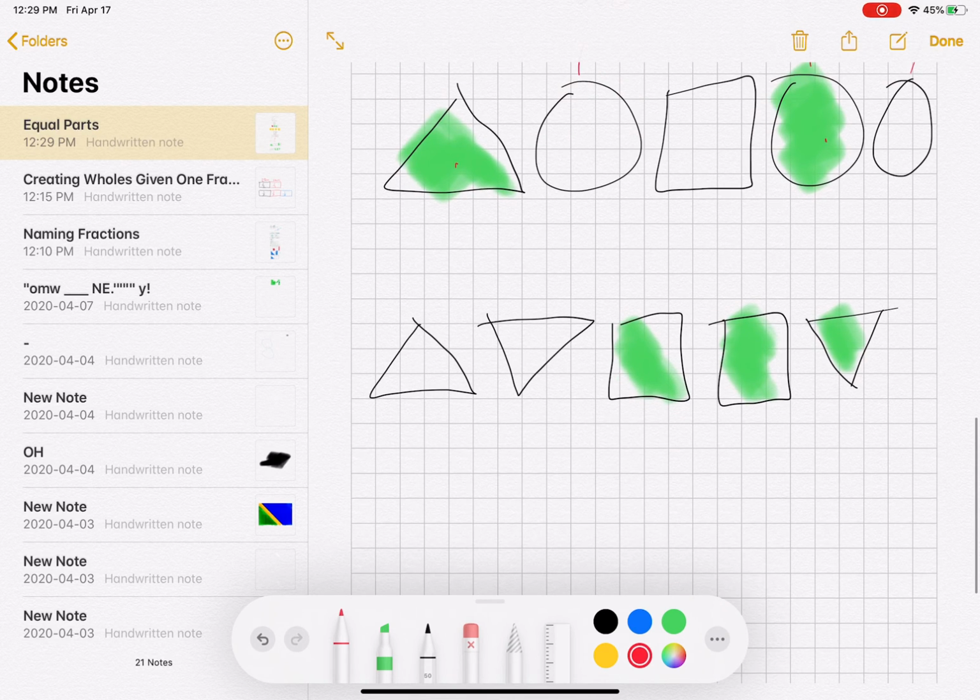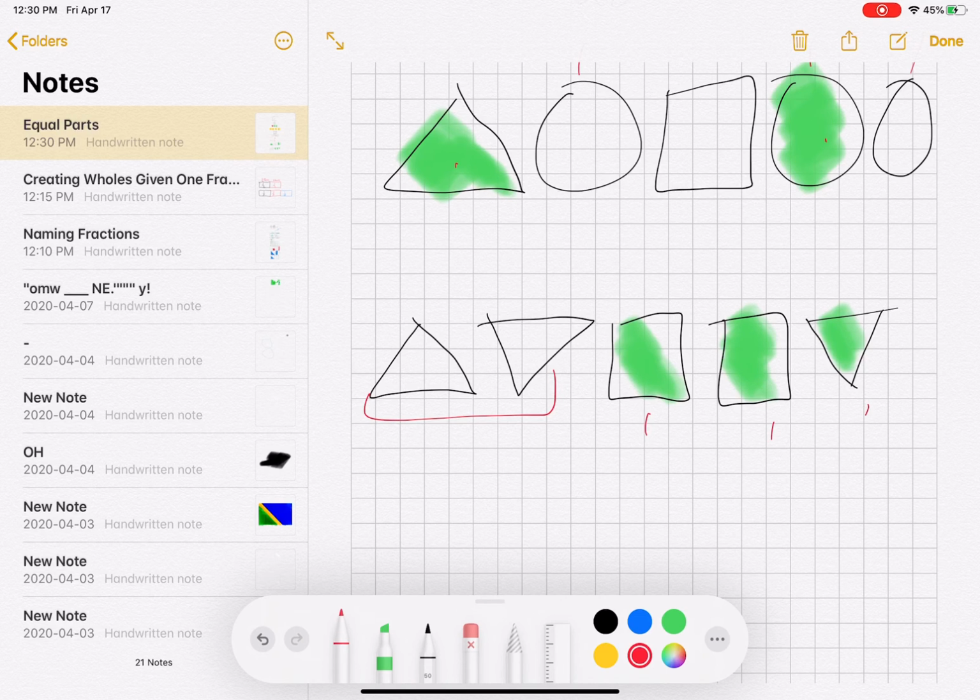If I'm looking at this next one, I can say what fraction of these shapes are shaded, and I have 1, 2, 3 out of the 5, so 3/5. What fraction are not shaded? That's 2, so 2/5.